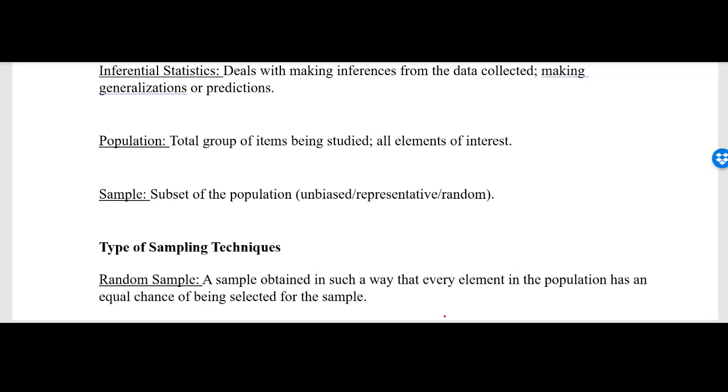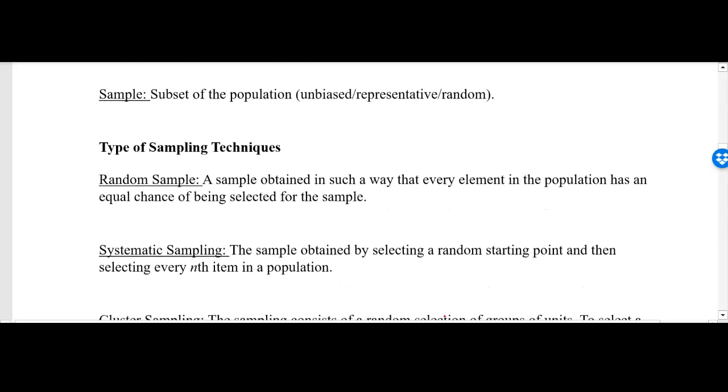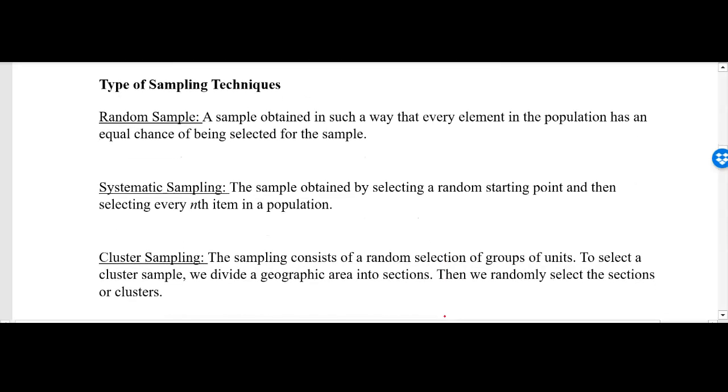If I wanted to just study this class, then I could easily look at the whole population because we probably have less than 30 people to study. But if we're looking at 1,000, then we're going to want a sample of that 1,000. And here are the different types of sampling.